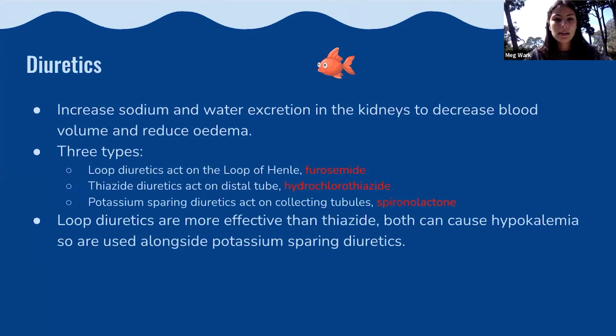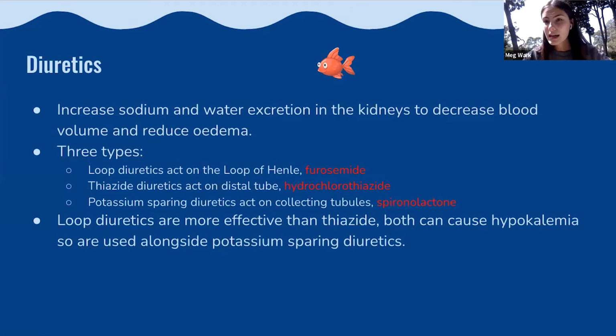Next, we've got diuretics. So these increase sodium and water excretion in the kidneys to decrease the blood volume and therefore blood pressure. They also reduce edema. We've got three different types of diuretics. Loop diuretics, which act on the loop of Henle, and the example for that one is furosemide. We've got thiazide diuretics, which act on the distal tubule. And the example of that is hydrochlorothiazide, easy to remember because it's in the name. And then we've got the potassium-sparing diuretics, from the collecting tubules. And the example there is spironolactone.